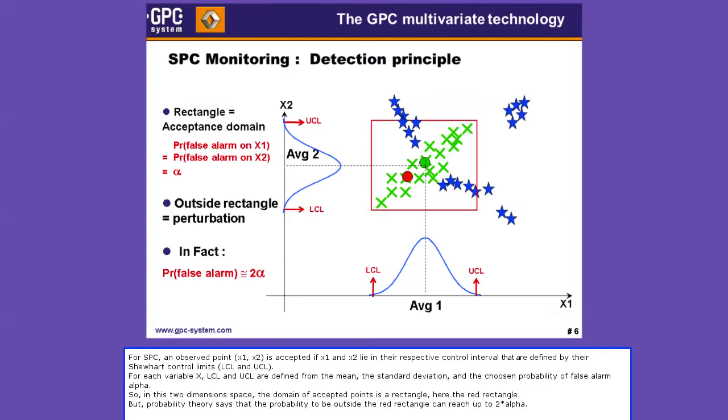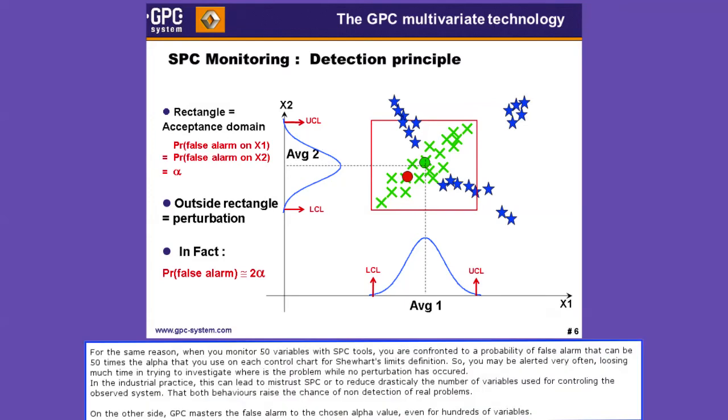But probability theory says that the probability to be outside the red rectangle can reach up to 2 alpha. For the same reason, when you monitor 50 variables with SPC tools, you are confronted with a probability of false alarm that can be 50 times the alpha that you use on each control chart for Shewhart's limits definition. So, you may be alerted very often, losing much time in trying to investigate where the problem is, while no perturbation has occurred.